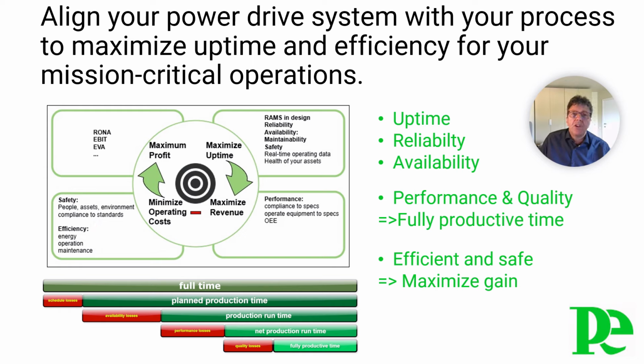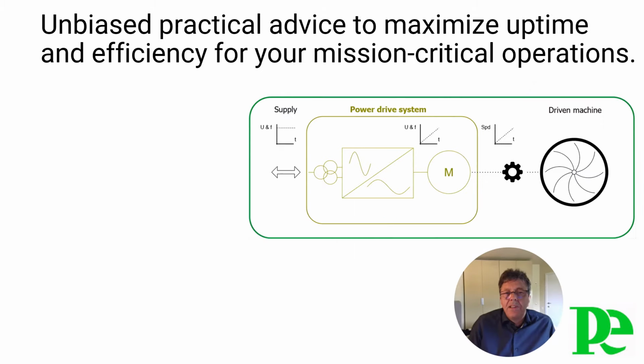For sure, you will already have identified the mission critical machines of your production process. These machines are generally quite powerful and often they require a medium voltage power drive system. The reliability and the availability of that medium voltage drive system will be paramount for your mission critical machines.